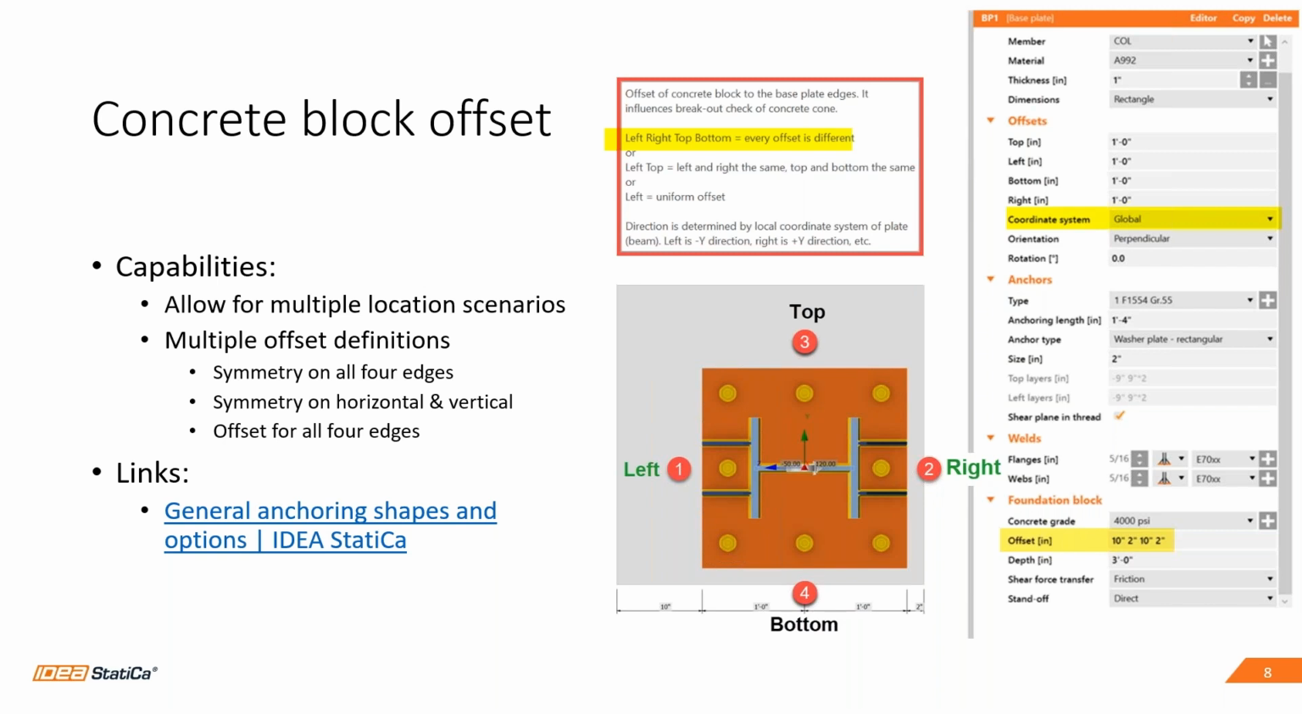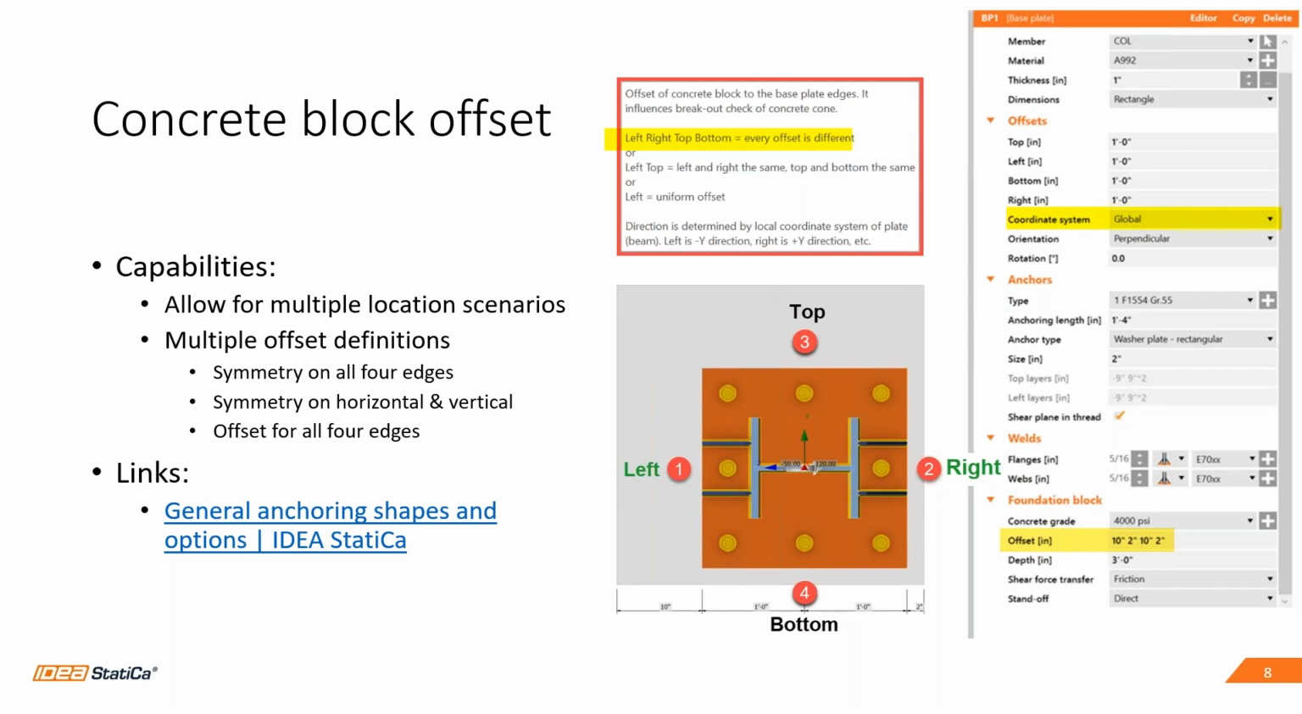But we also offer two additional options for inputting these offsets. The first one, as mentioned, is the uniform offset. The second one is left to top, meaning you only input two values. For the first value, the left and right will be the same. For the second value, the top and bottom will be the same.